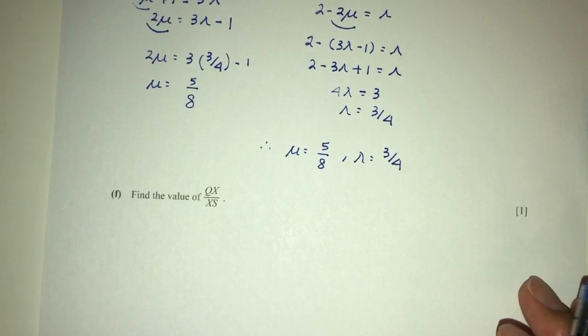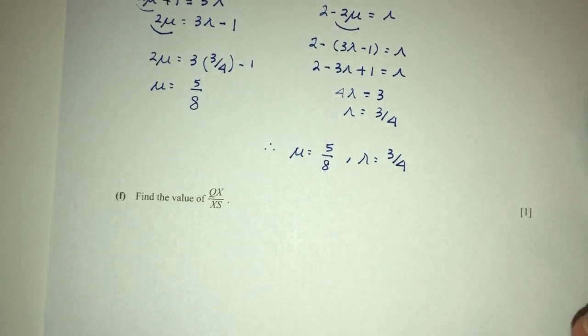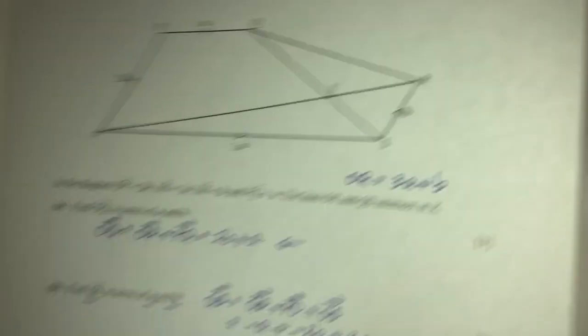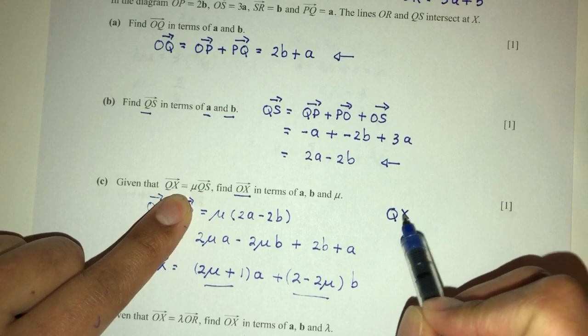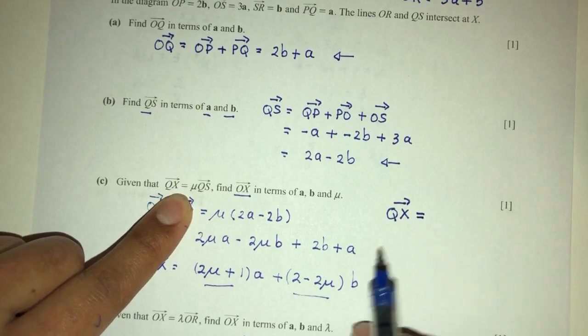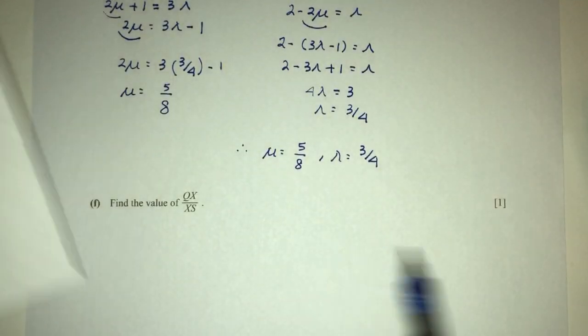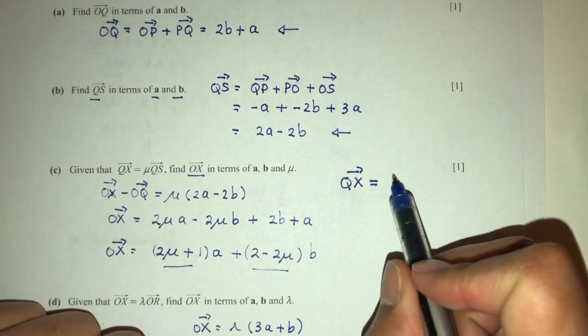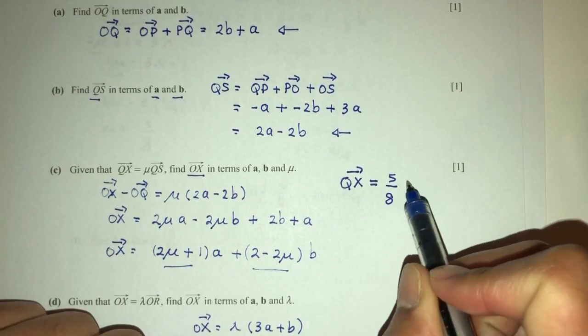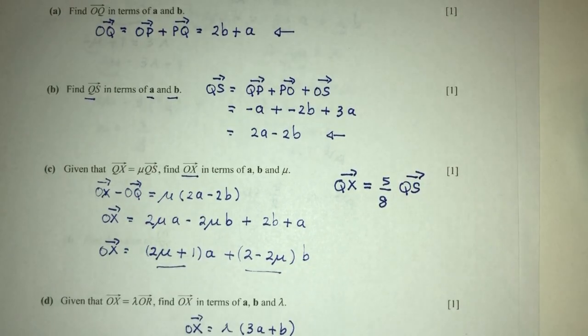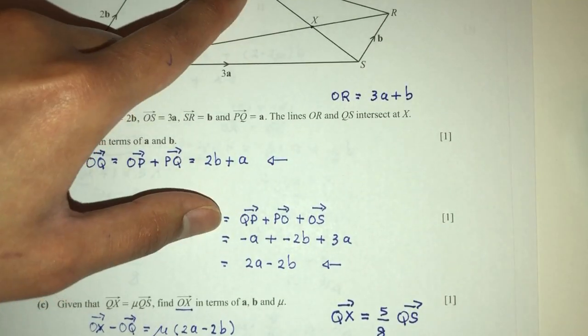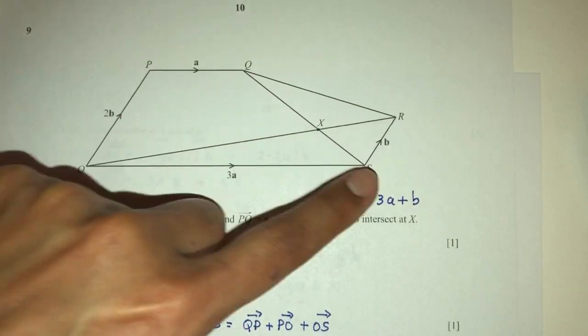Okay, so let's see where's that. Okay. So going back to my first equation, I have Qx is equal to mu. Mu is 5 over 8, so 5 over 8 Qs. So what does that mean? If you observe here, Qx, so Qxs.